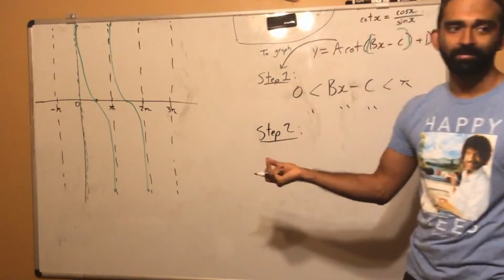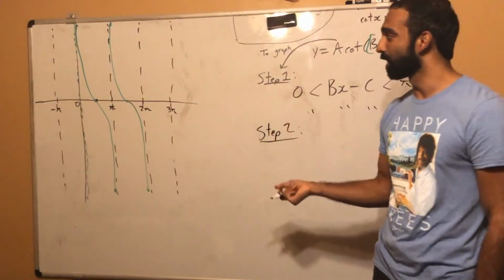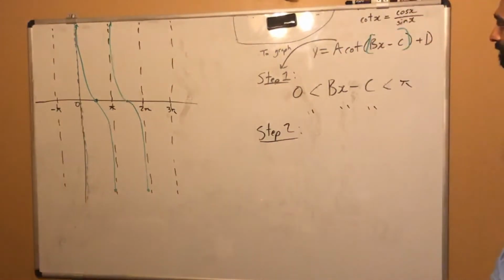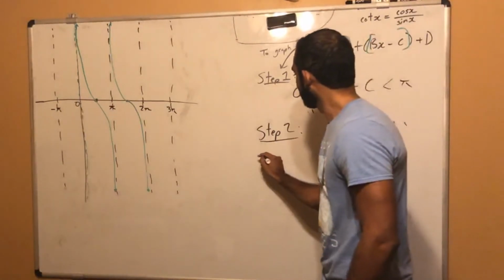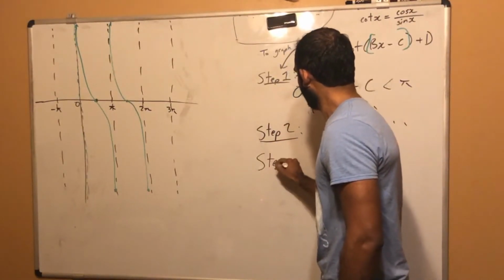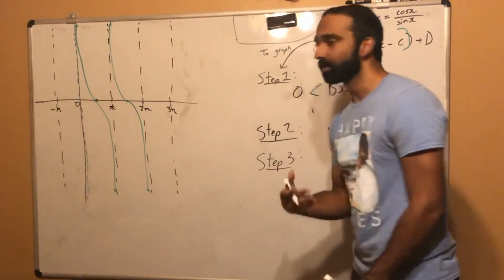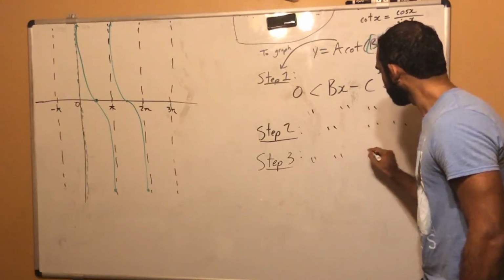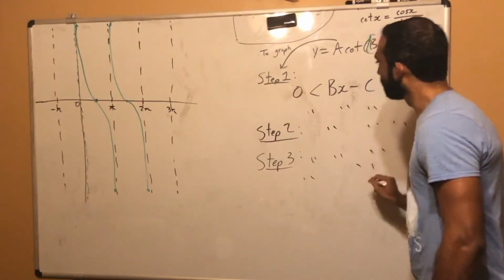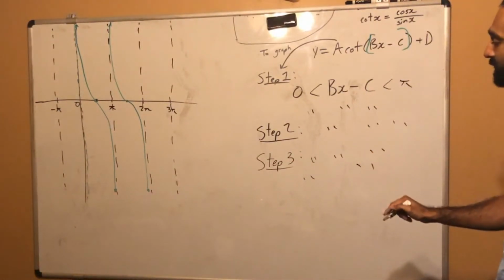Just find the midpoint. It's going to be 0. The y-coordinate's going to be 0 there. It's going to be an x-intercept. Again, that's the same. And then step 3, you want to find the quarter points. Now, step 3 is almost the same as it was for the graph of tangent.